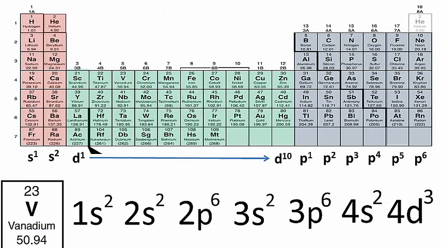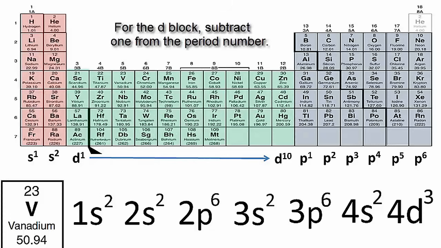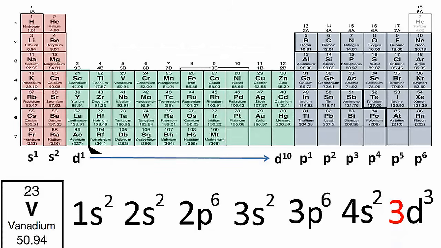However, this is the one exception that you need to be aware of if you're using this method. When we get to the d block, we always take one away from the period number. So instead of 4d3, we would have 3d3 as the electron configuration for vanadium.